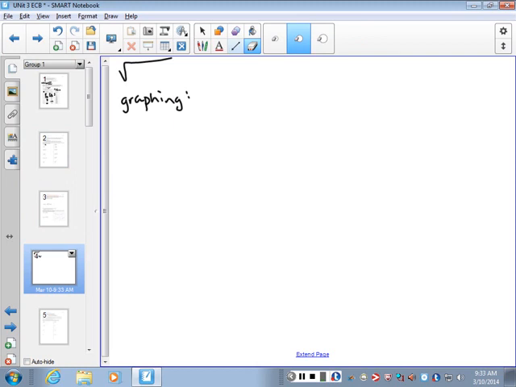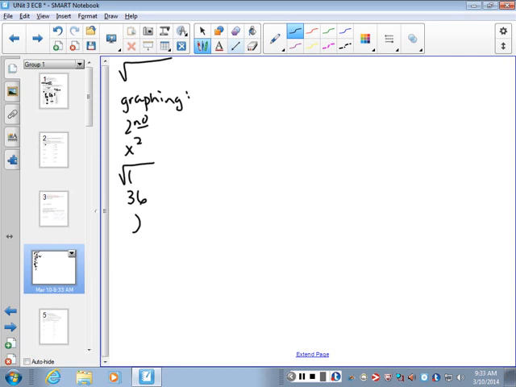You just need to hit second and then x squared. You're going to hit second and then your x squared, and you'll see this appear on your screen. It'll be a square root with an open parenthesis. Then type in your value, so 36, and then it's always a good habit to close your parenthesis and hit enter. So second, x squared, you see your square root, type in your number, close the parenthesis, hit enter.